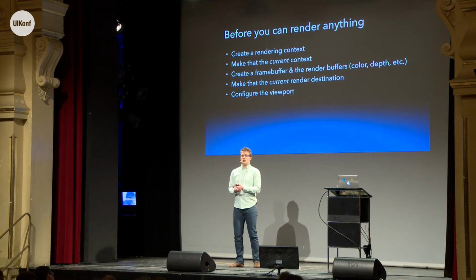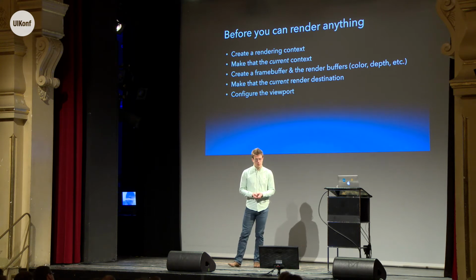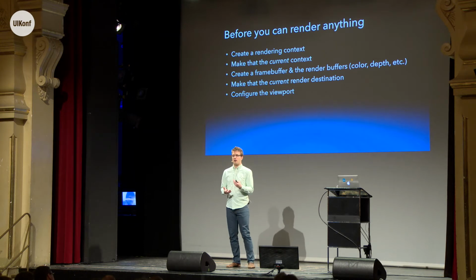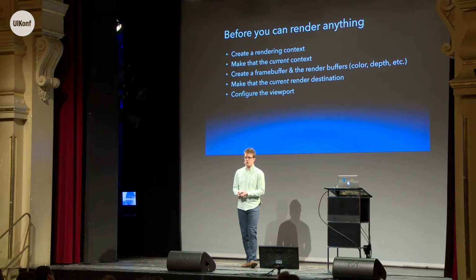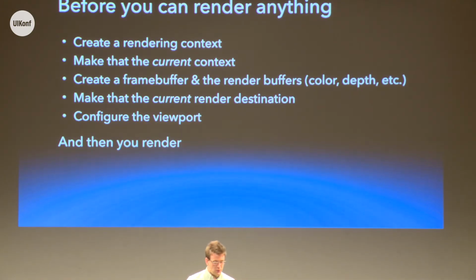Before you can render anything in OpenGL, there's a bit of work that needs to be done. You need to create this render context, and you need to make it the current context, so that that is the one you're working with right now. Because you can have multiple, but in many cases you only have one. Then you need to create these frame buffers and the render buffers for color and depth and all of that. And you need to make the frame buffer the current render destination. And you need to configure the viewport, which is the shape of the viewable region. And after you've done all that work, then you can render. And at this point, many of you, including me, are reminded of why you're not really using OpenGL, because it's a big hassle.